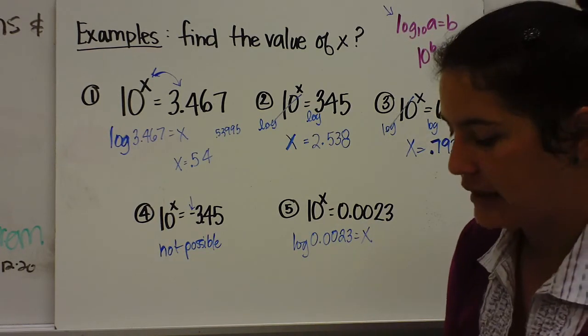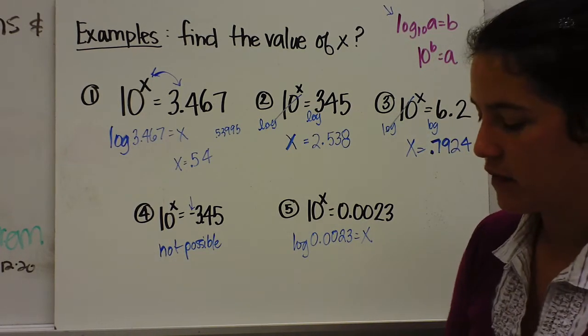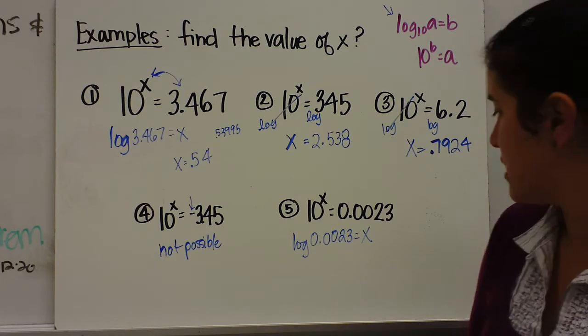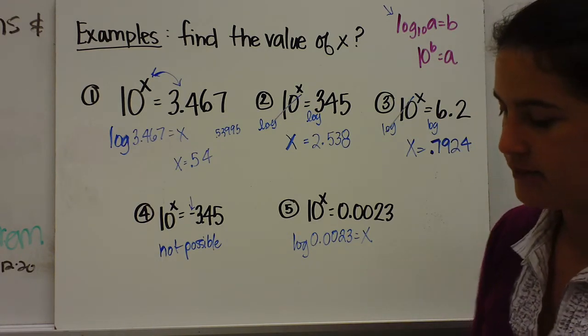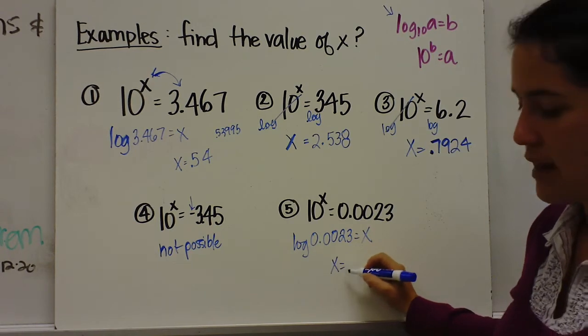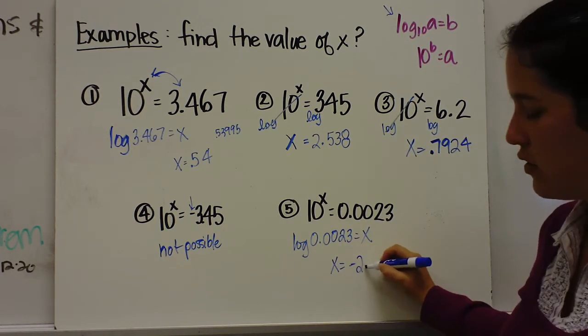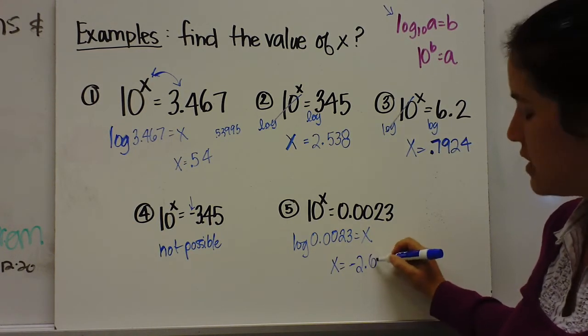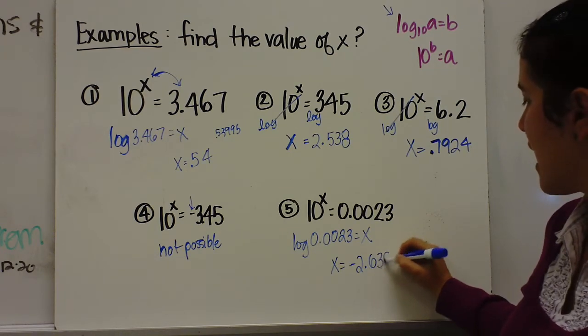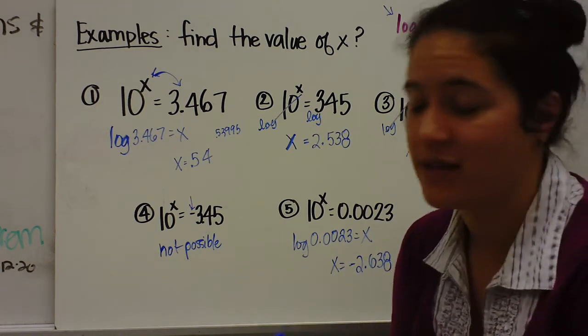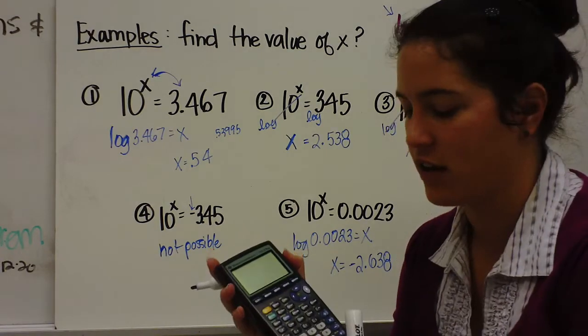And then I type in log of 0.0023 and x equals negative 2.638. I'm hoping that you're typing these in your calculator so you can get used to using the log function on your calculator.